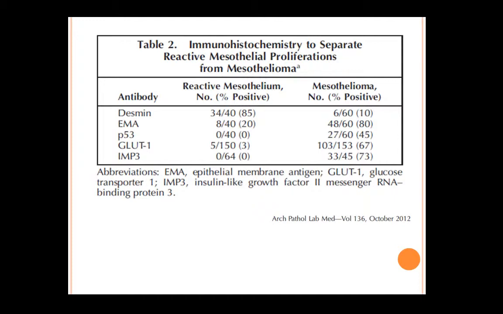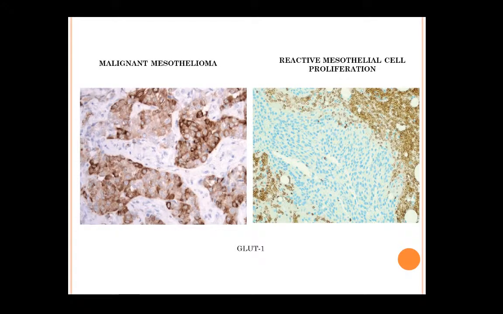With immunohistochemical stains, we can differentiate adenocarcinomas from mesothelial tumors, and we can confirm the mesothelial nature of our neoplasm. But the problem of differentiating between benign versus malignant processes still is an issue, and in recent years, a variety of immunohistochemical stains have been introduced to help differentiate between benign versus malignant mesothelial proliferations. And these stains include EMA, P53, GLUT1, and IMP3 for malignant mesotheliomas, and desmin expressed in benign mesothelial proliferations.